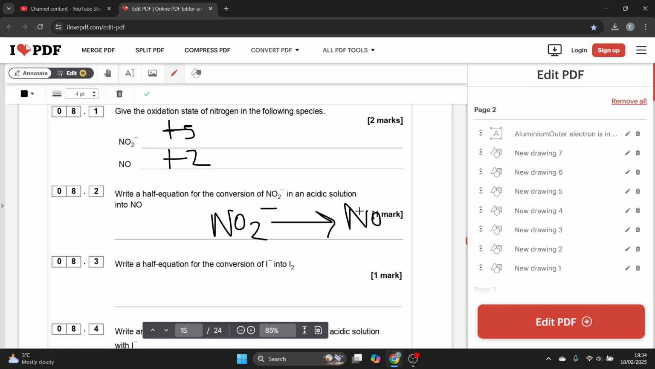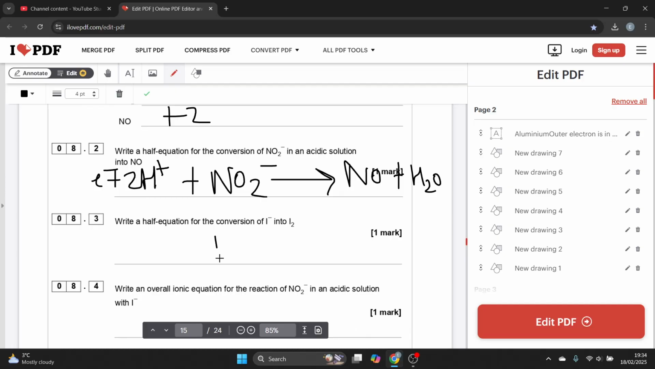So it's going to be, I need to add one water molecule here, but I've got 2H plus, then I add 2H plus plus e minus, wait, plus 2 plus 1, so plus e minus again. So NO2, nitrogen, nitrogen, oxygen, oxygen, 2 oxygens left side, 2 oxygens right side, 2H plus, and then balance charges. Right, conversion of I minus into iodine.